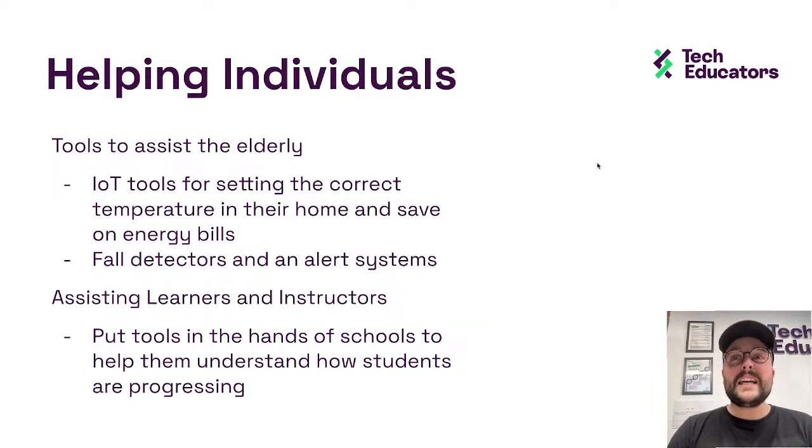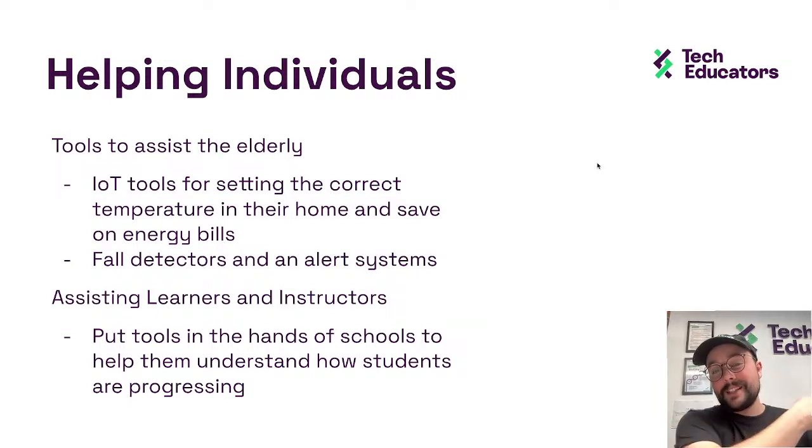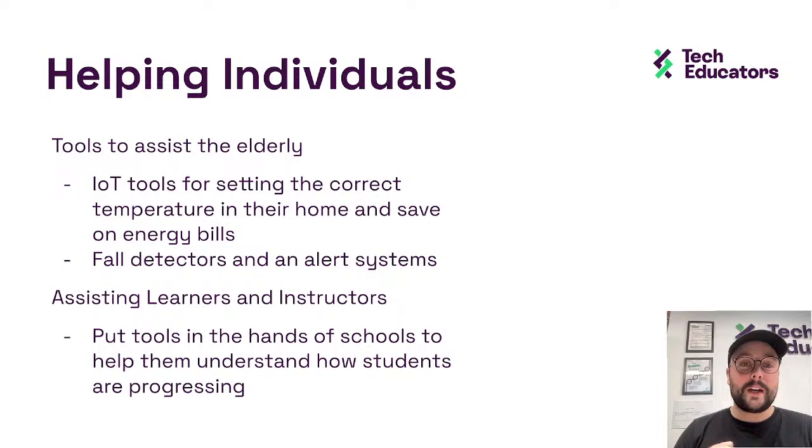Maybe you want to help individuals. James mentioned this a couple of weeks ago in one of his ideas, but maybe you want to use the Raspberry Pi's gyroscope and accelerometer like a fall detector. Are they okay? Do they need help? And you can have IoT, which stands for Internet of Things. It's just when you have connected devices speaking to other connected devices, speaking to the internet, helping people do something.